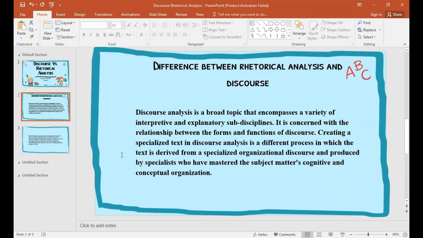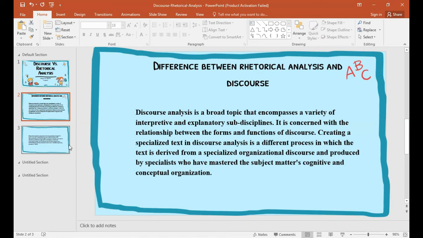And nagkakreate din siya ng specialized text and the different process in which the text is derived from a specialized organizational discourse and produced by specialists who have mastered the subject matter's cognitive and conceptual organization. So in other words, kapag sinabi natin discourse analysis, it is a verbal exchange or conversation.